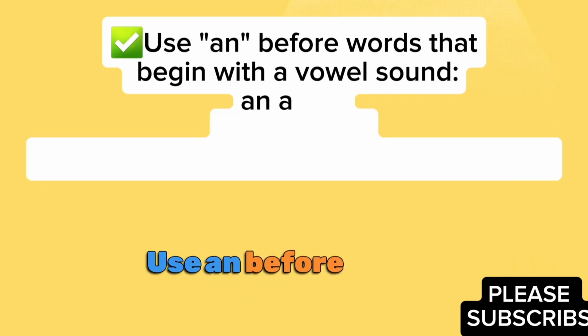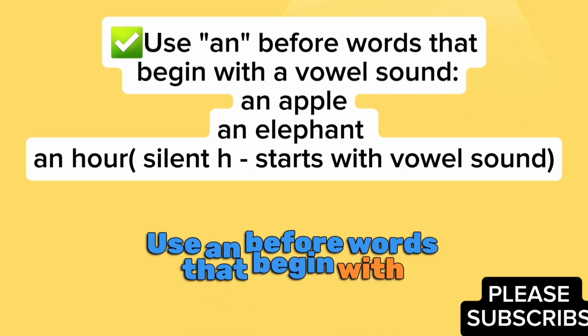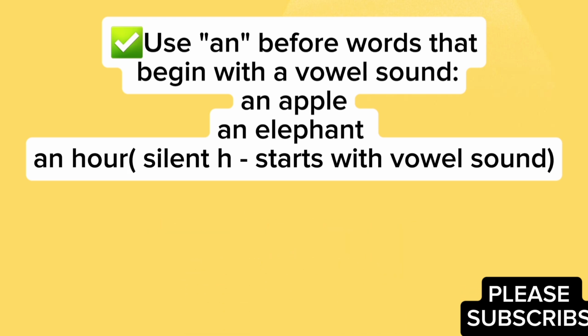Use an before words that begin with a vowel sound. An apple, an elephant, an hour, silent H, starts with a vowel sound. An honest man. Remember, it's about sound, not spelling.